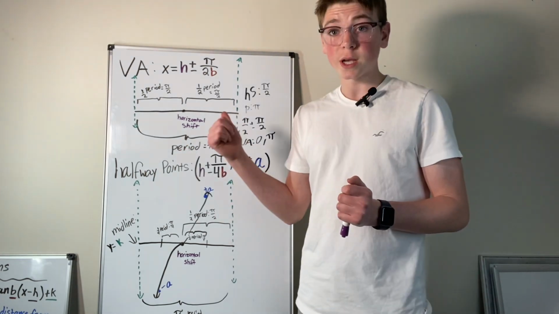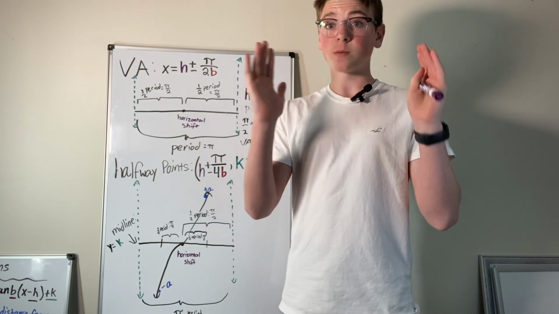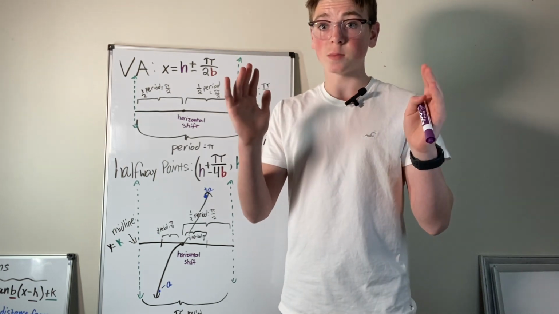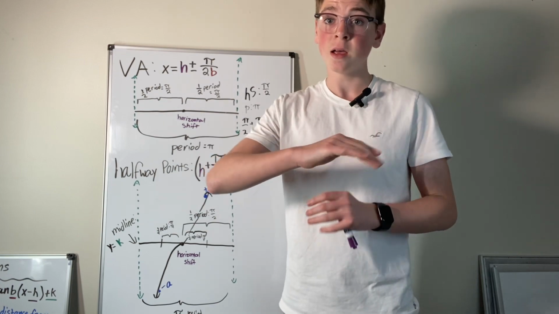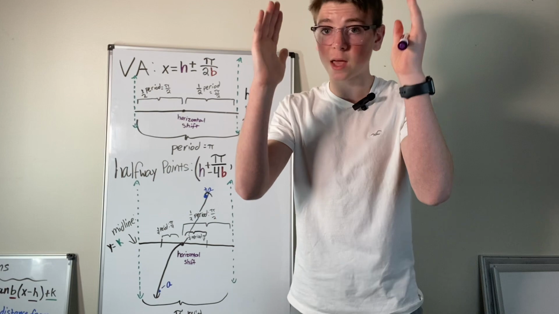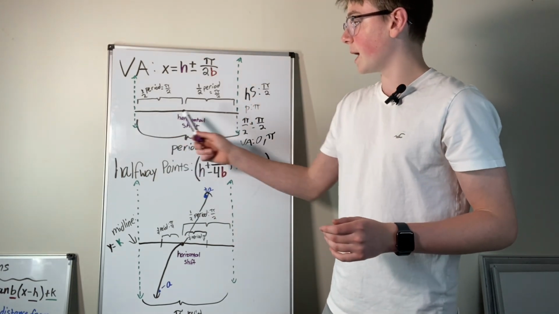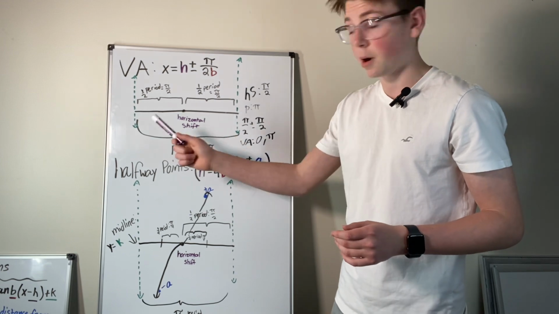Our horizontal shift is our starting point. By starting point, I mean the point that is directly between our two asymptotes. It is sitting on the midline, and that's the point you're going to graph. Then you're going to graph the halfway points. Then you're going to graph the asymptotes. So here are your asymptotes. They're pi apart. They're your period apart.